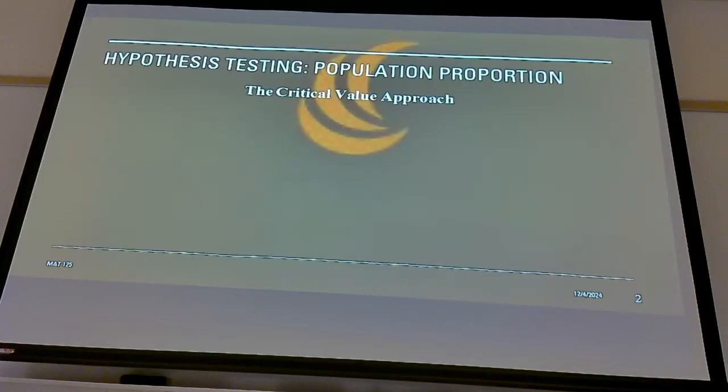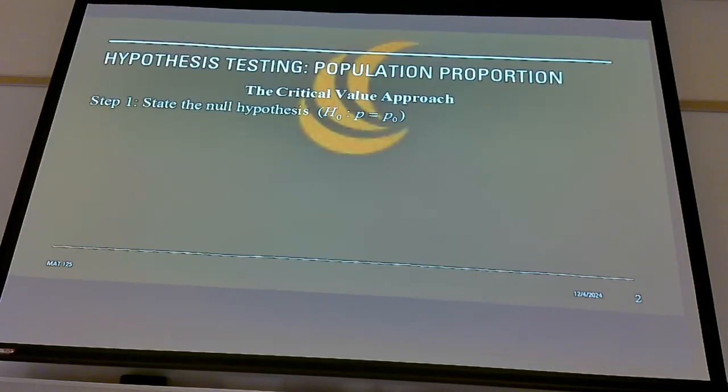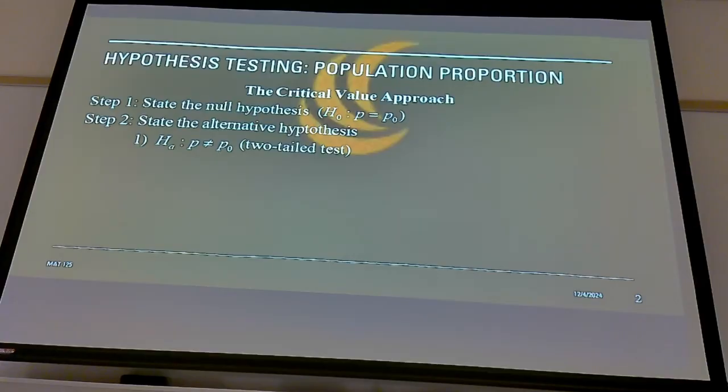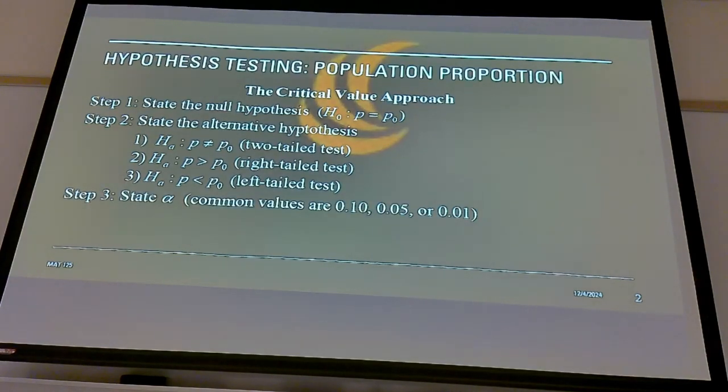Step one is the same. Actually, the steps are basically all the same except for the statistic we need to calculate. State your null. State your alternative. And there are three of them: the two-tailed, the right-tailed, and left-tailed. State your alpha, your significance level.